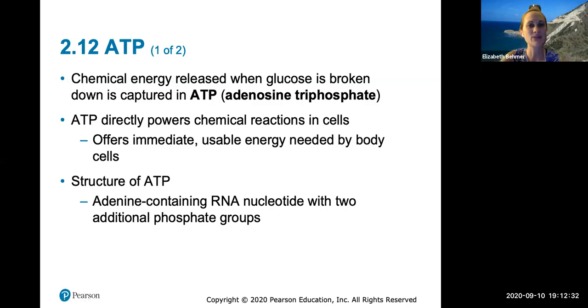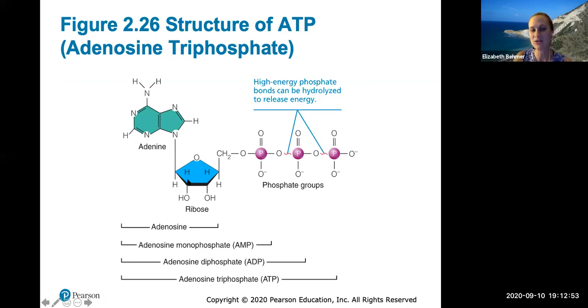ATP is kind of the last molecule we'll talk about tonight. Chemical energy will be released when glucose is broken down and is captured to make ATP. And this is the main source of energy in the body. You need ATP to power all of your chemical reactions. And the structure of ATP looks like this: an adenine group, a ribose group, and then 3 phosphate groups. So that's why it's called adenosine triphosphate.